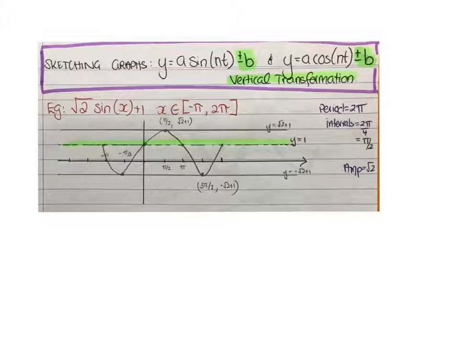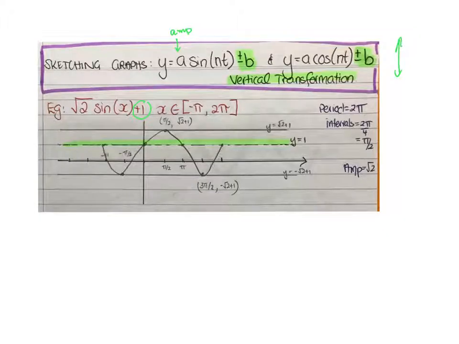Okay, when you have a vertical transformation, so that's just moving the graph up and down, the value in front is still going to be the amplitude. The A is still the amplitude, but the graph is going to be moved up or down. So if you have a look here at this one, the graph's moved up 1, but the amplitude is still square root 2. So you just move it up.